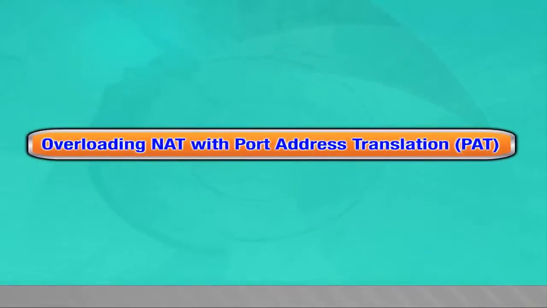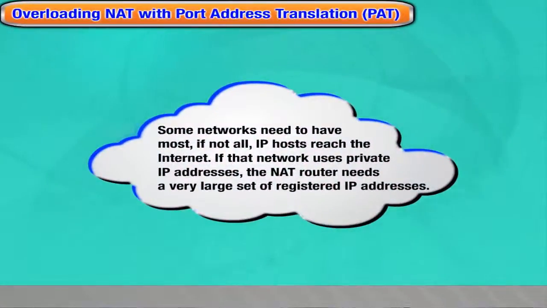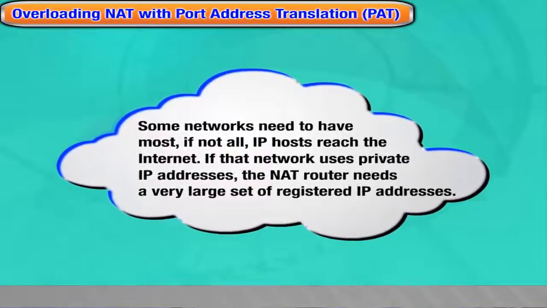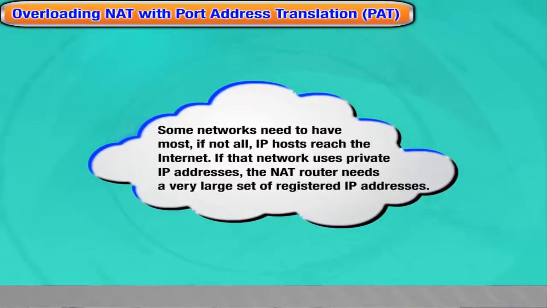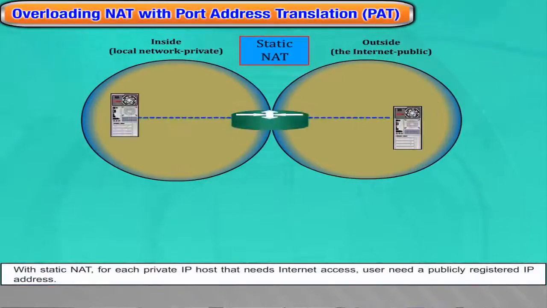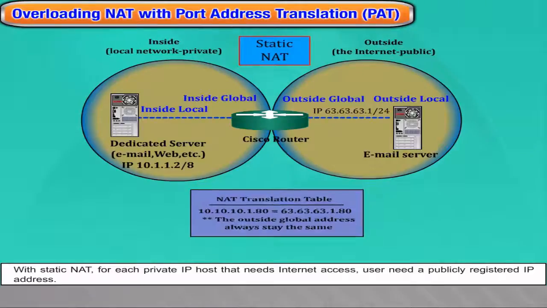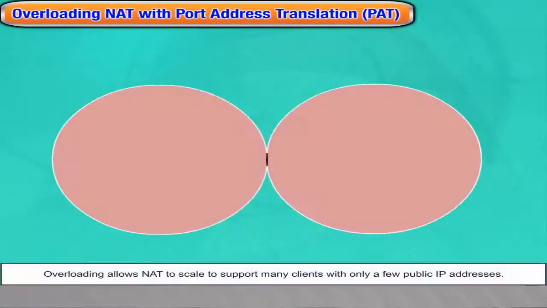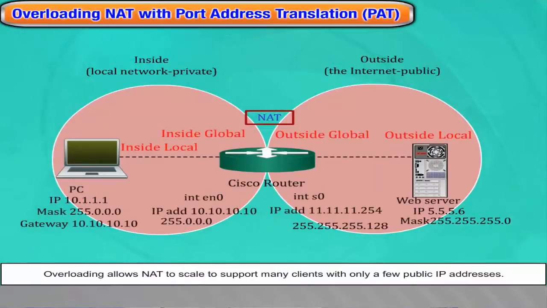Overloading NAT with port address translation (PAT). Some networks need to have most, if not all, IP hosts reach the internet. If that network uses private IP addresses, the NAT router needs a very large set of registered IP addresses. With static NAT, for each private IP host that needs internet access, users need a publicly registered IP address. Overloading allows NAT to scale to support many clients with only a few public IP addresses.